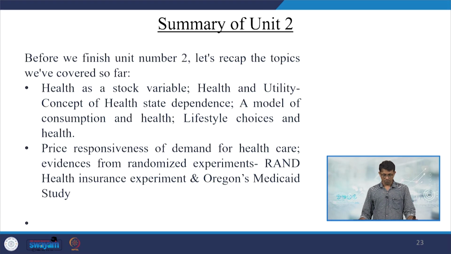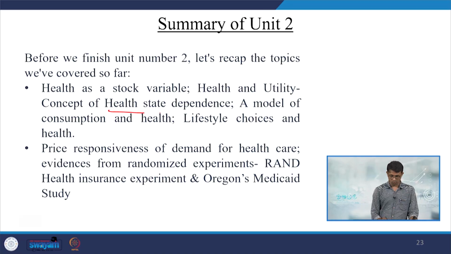And now we also need to explain what we have done in the entire unit number 2. Before we finish unit number 2, let us have a complete summarization. We discussed health as a stock variable in our chapter on health and utility. The concept of health state dependency was emphasized, if you remember well, and a model of consumption and health was discussed. Lifestyle choices and health were also emphasized.